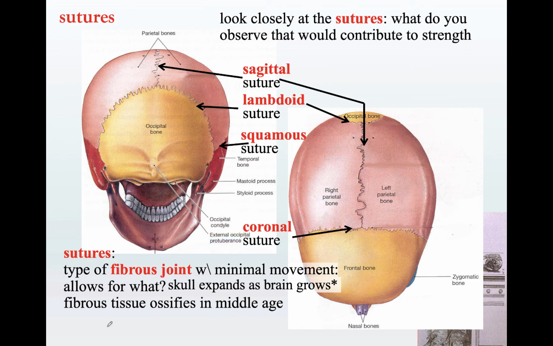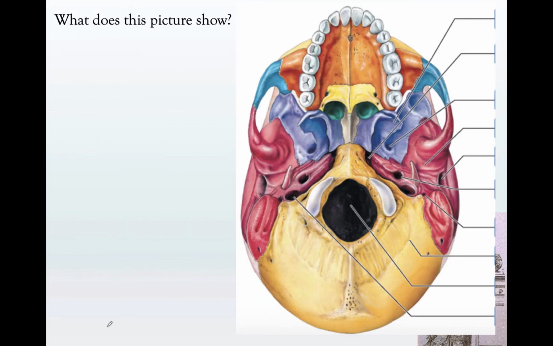I want you to look closely at the sutures. What do you observe that would contribute to the strength of these things? One way to think about this is to make two fists and put your fingers together in front of your face and then move them apart. You can see that's pretty easy. Well, now open up your fists and interdigitate your fingers. Now try to move your hands up and down, and you'll see that that's far stronger than it was before. So there you go.